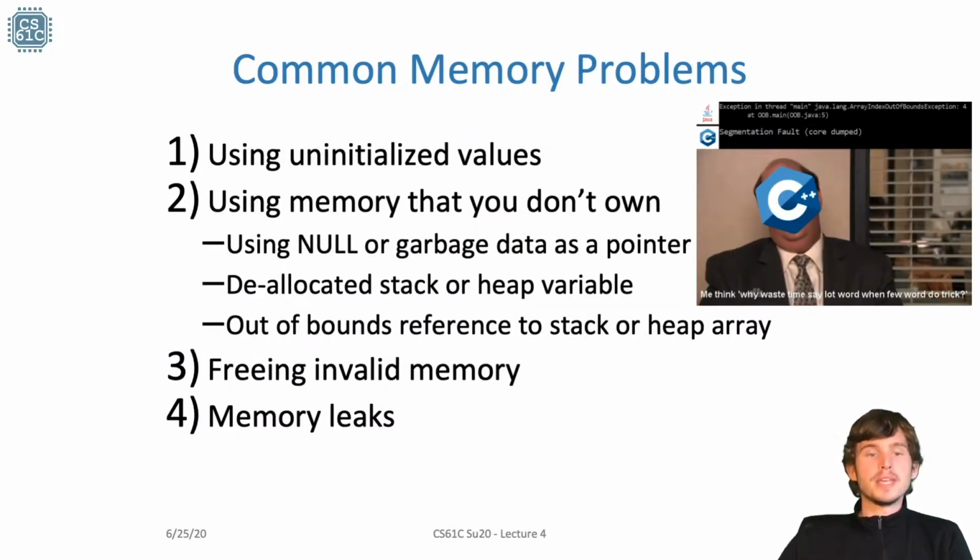So there are four main common memory problems. The first one is using uninitialized values. The second is using memory that you don't own, for example, using null or garbage data as a pointer, deallocating stack or heap variables, or out-of-bound references to a stack or heap array. The third common memory problem is freeing invalid memory. And the fourth one is finally memory leaks.